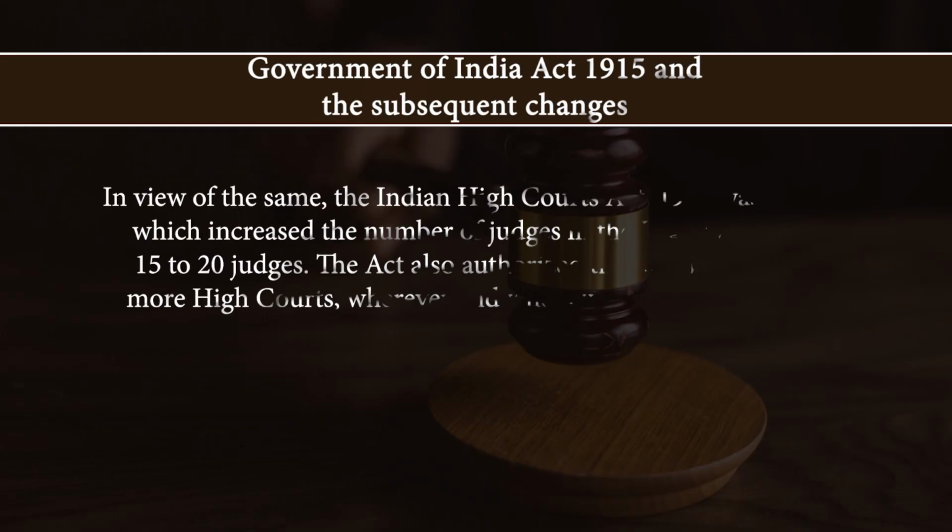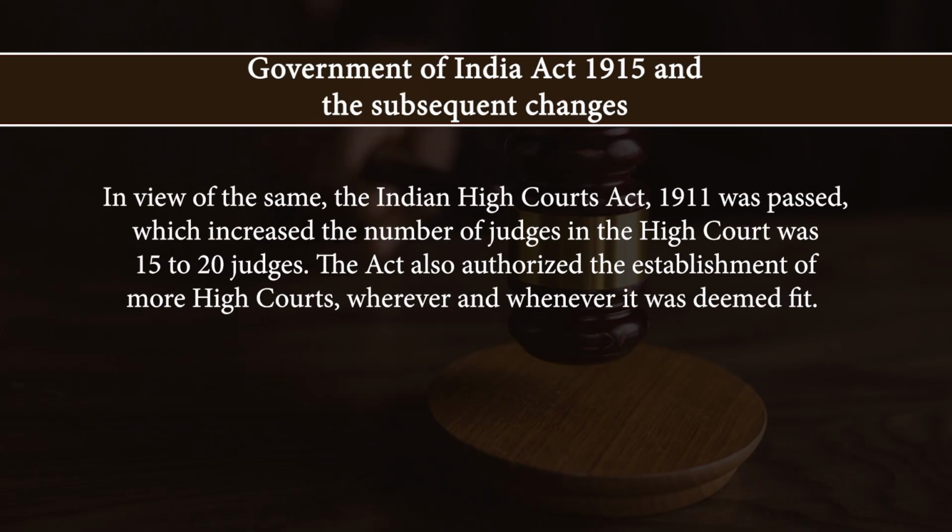After 1861, several other high courts were established in British India. A high court was established in Agra on March 17, 1868, which was later shifted to Allahabad in 1875. With the passage of time and functioning of high courts, it was realized that the number of judges needed to be increased. In view of the same, the Indian High Courts Act 1911 was passed, which increased the number of judges in the High Court from 15 to 20 judges.